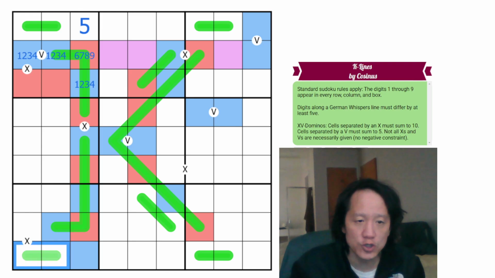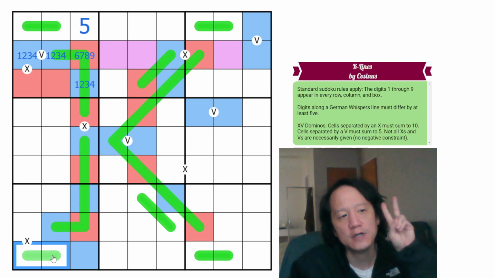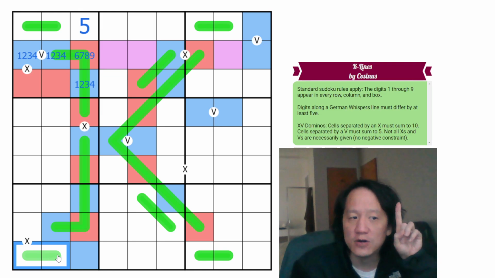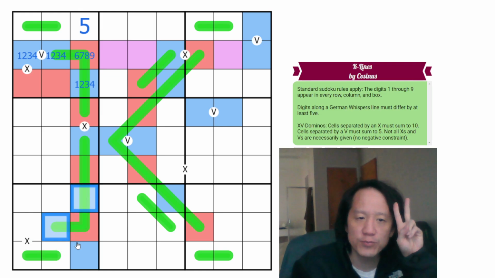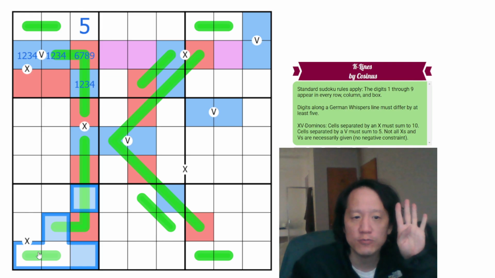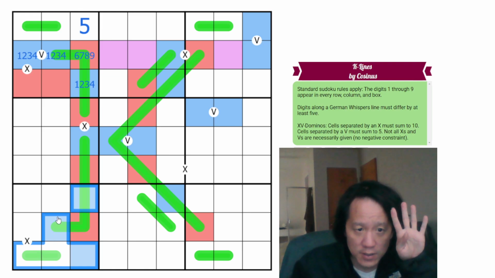And again, we have a German whisper line with 2 cells at least. So therefore, one must be low and one must be high. We also have 3 other cells in the box, in box 7, which are low. Therefore, that's 4 cells that have low numbers, which are all 4 low digits. Therefore, the rest of the box cannot be low digits.